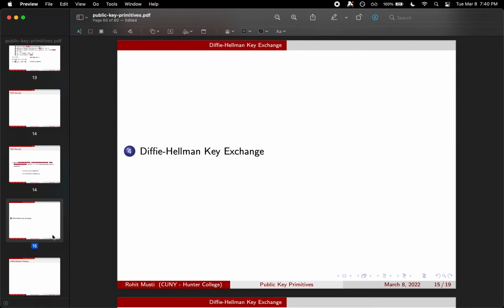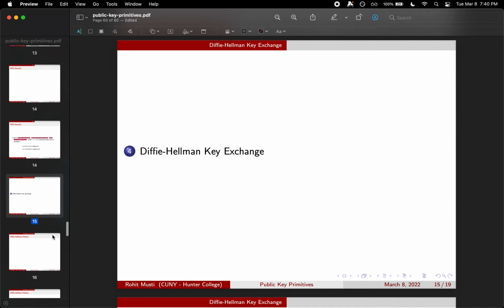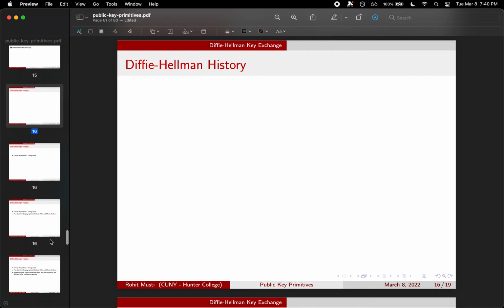Diffie-Hellman Key Exchange. This is the next big idea that we're going to discuss. The history of Diffie-Hellman is also really interesting. It earned the authors a Turing Award. The Turing Award is like the most prestigious award in computing, and it comes with about $1 million, I think. So you would do well if you earned a Turing Award.